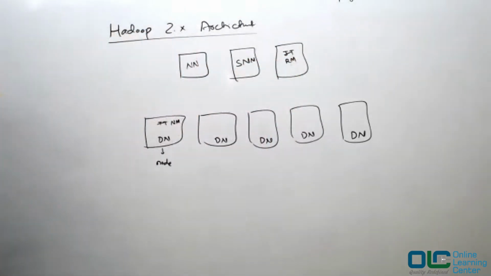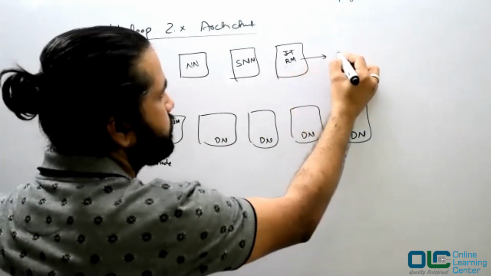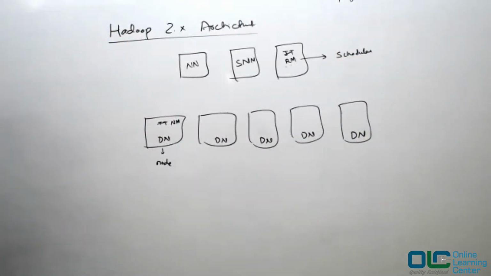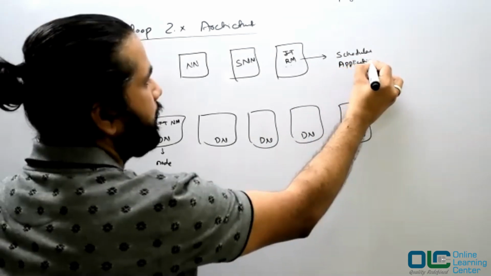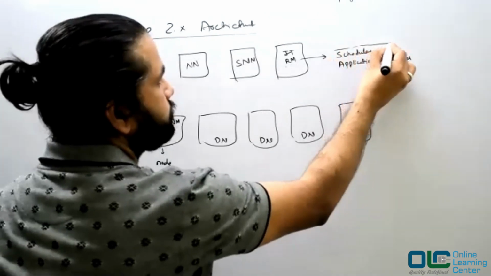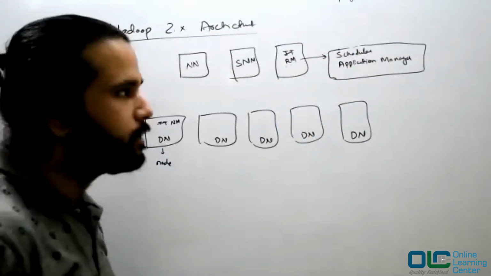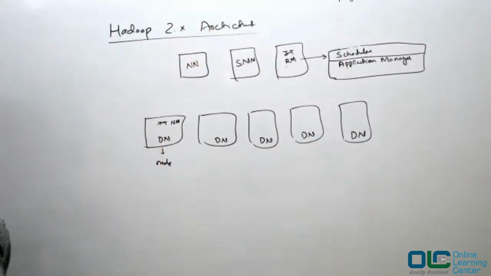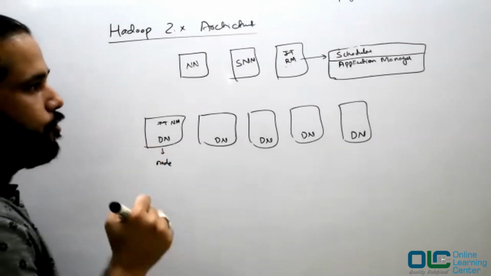Now, this resource manager is divided into two parts: scheduler and application manager. So if I say this resource manager is basically a process, then this is divided into two parts: scheduler and application manager.